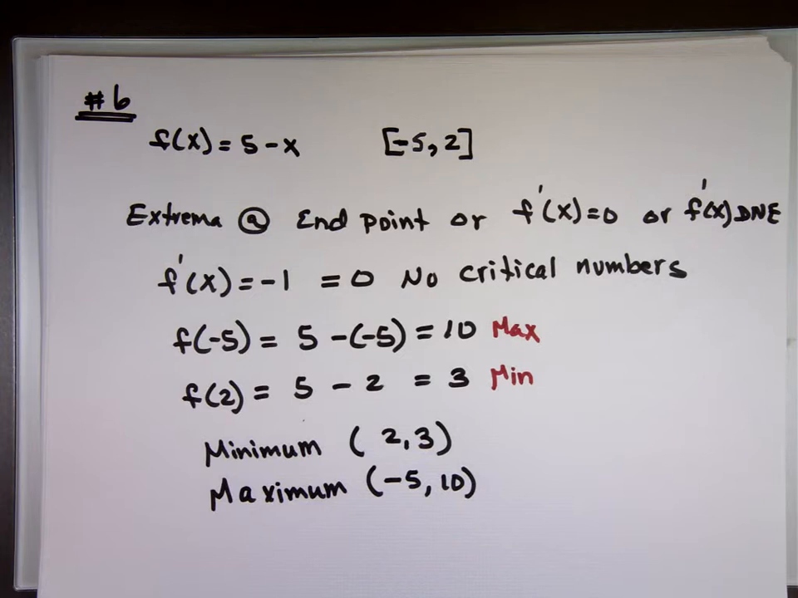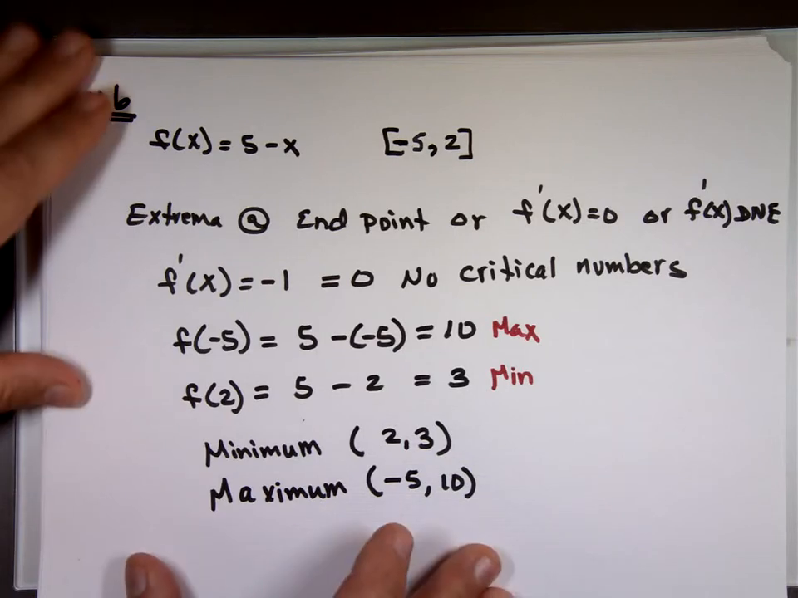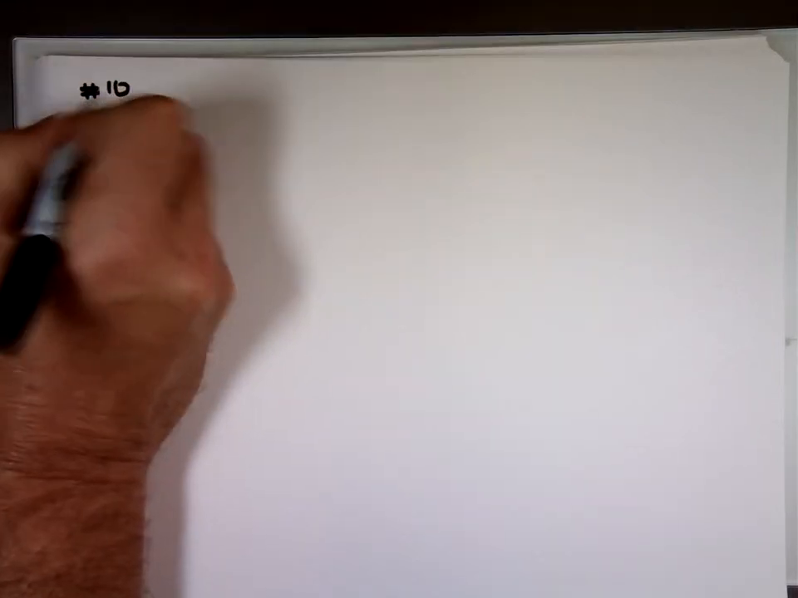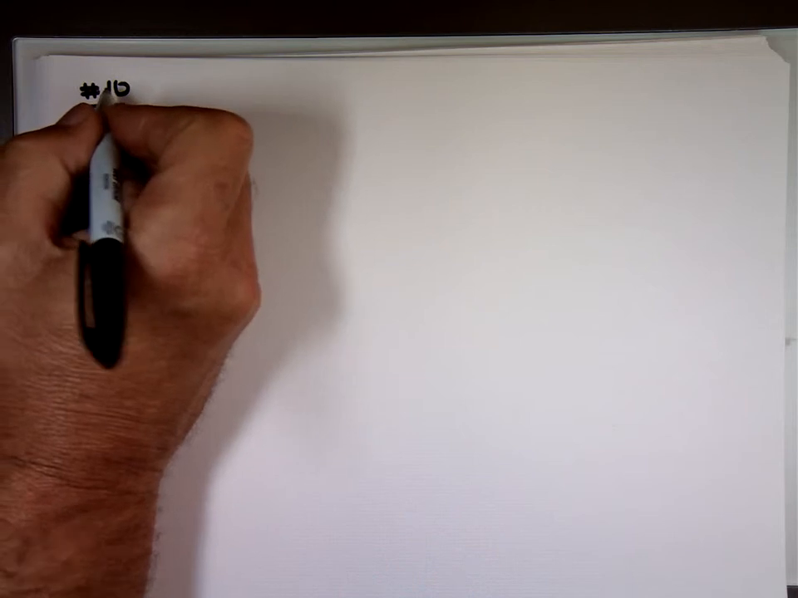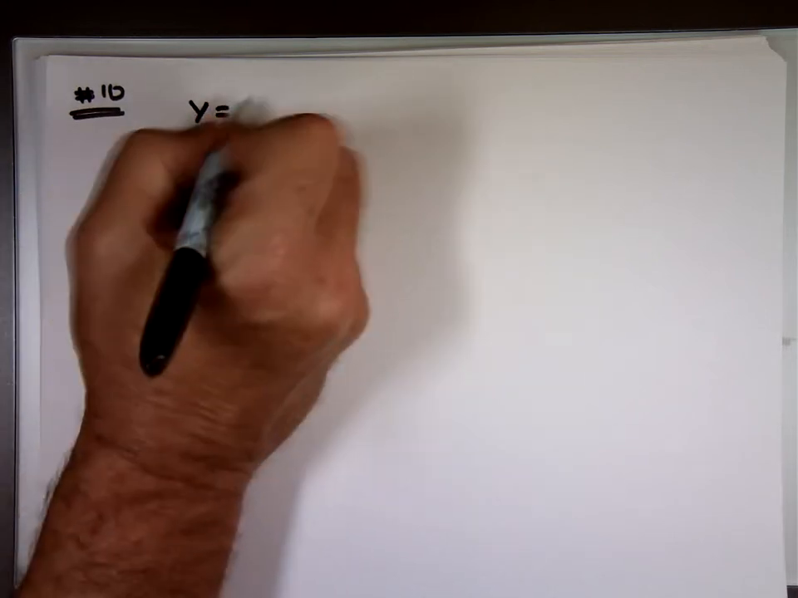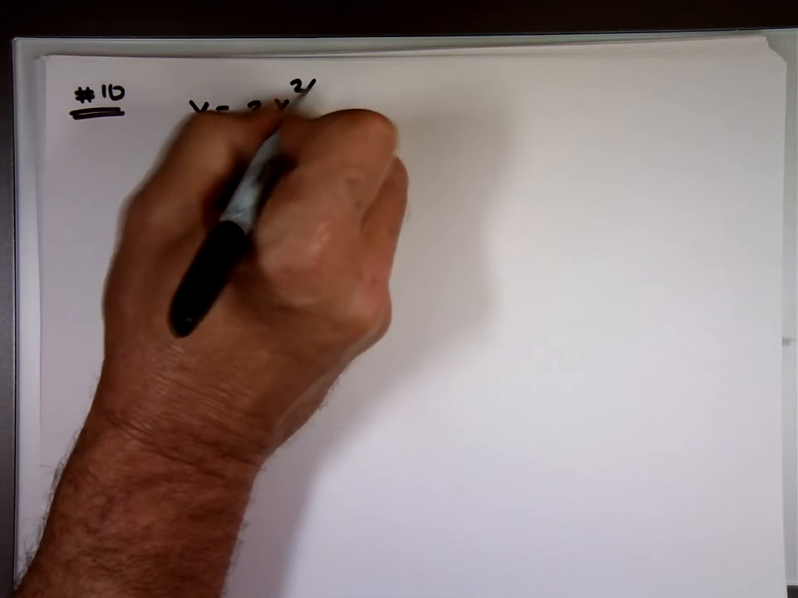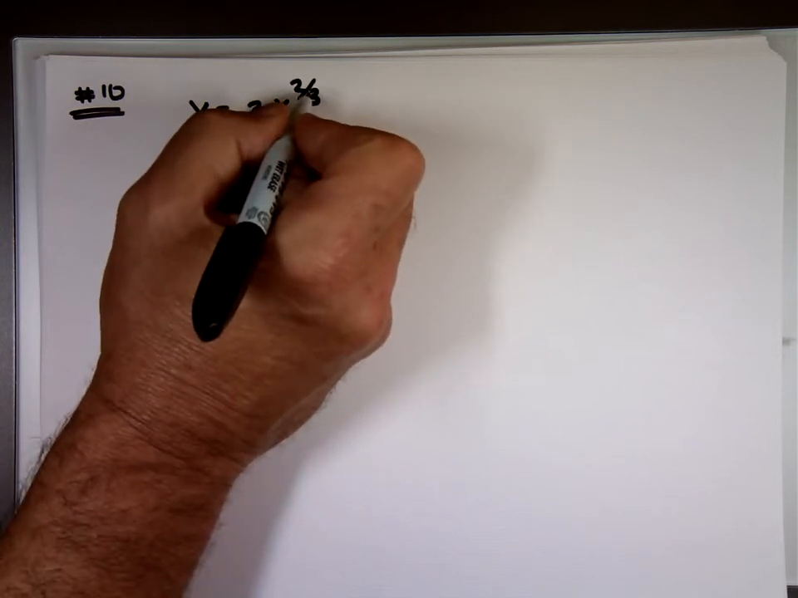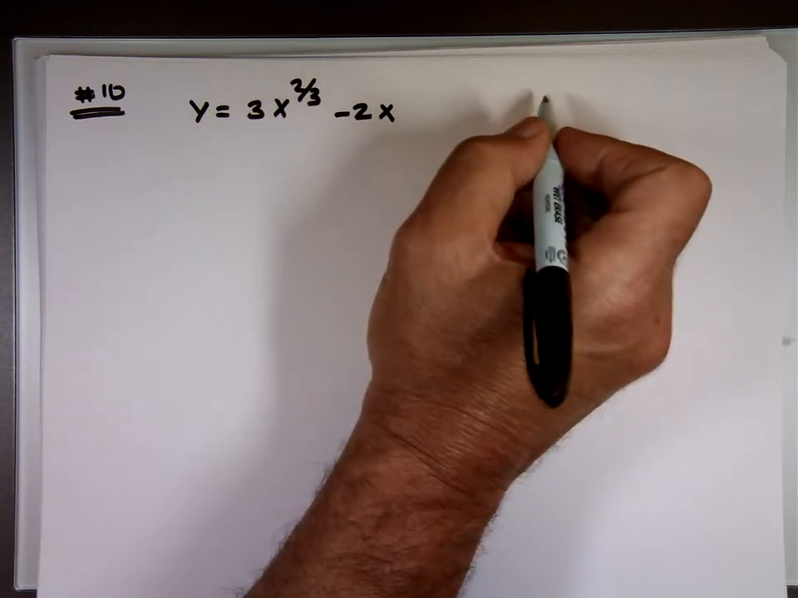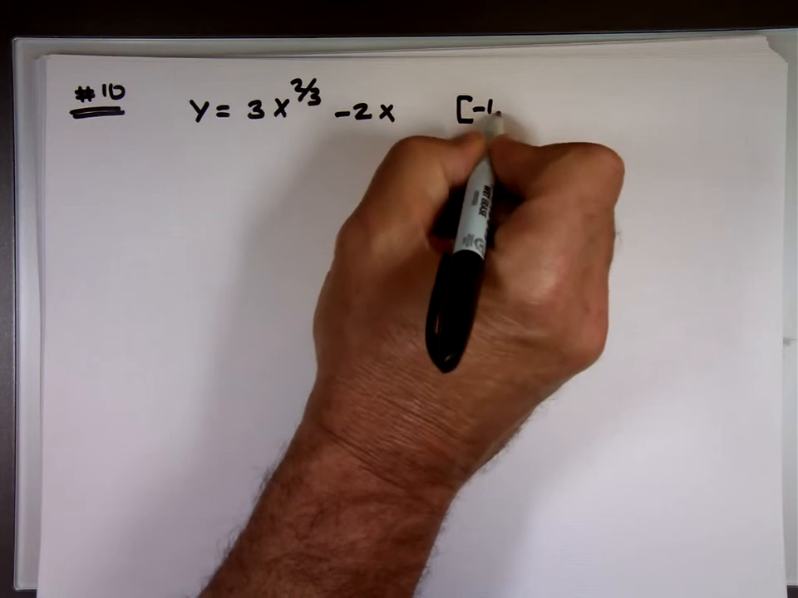Now this one's a fraction, it's the same thing. Look at the absolute extrema. Number 10. And what do we have? It's y equals 3x to the 2/3 minus 2x. The same thing. Find the min and the max on [-1, 1].